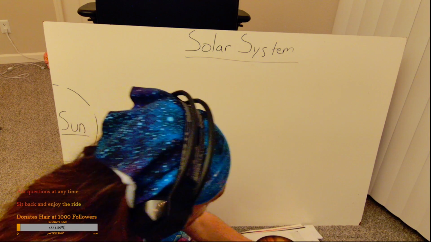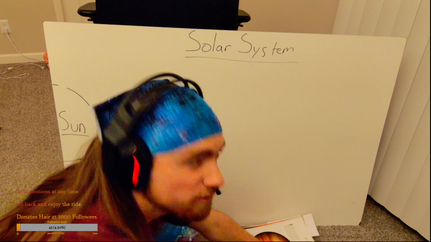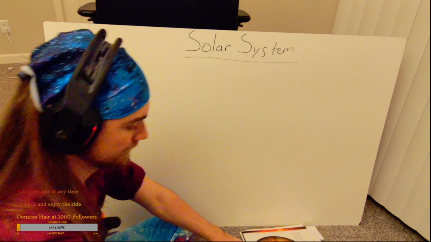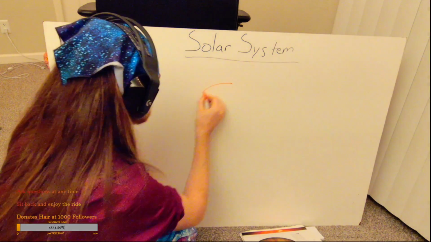I'm going to skip the asteroid belt because it does not have planets in it. It does have a couple of dwarf planets like Ceres, but I'll save that for Pluto on what's exactly a dwarf planet. All right, big boy, Jupiter.